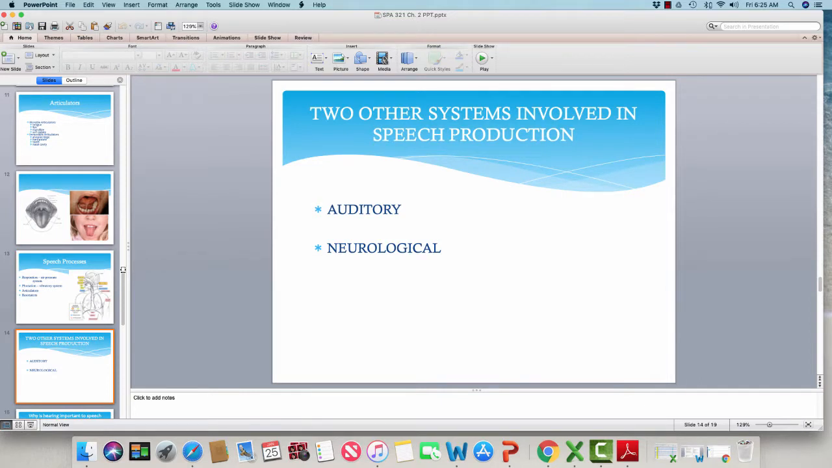Now, there are two other systems involved in speech production. Again, I'm just going to briefly touch on this. These are the auditory and neurological systems.